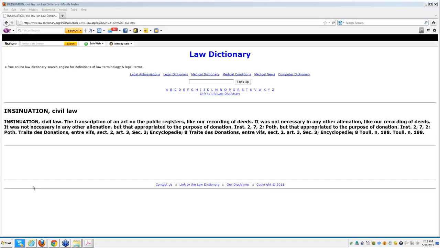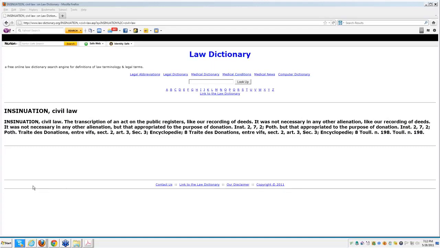Pothier. You know who Pothier was? No. He wrote in Rome. He was a Roman scholar that taught that institutes means institutes of law. Okay. So that would be Institutes 272. But that appropriated to the purpose of donation. Okay, what does that mean when you donate something? Well, who's liable for the tax on a donation? The person that receives it? Well, the donor is. Technically, the donor is under 2502. Okay.